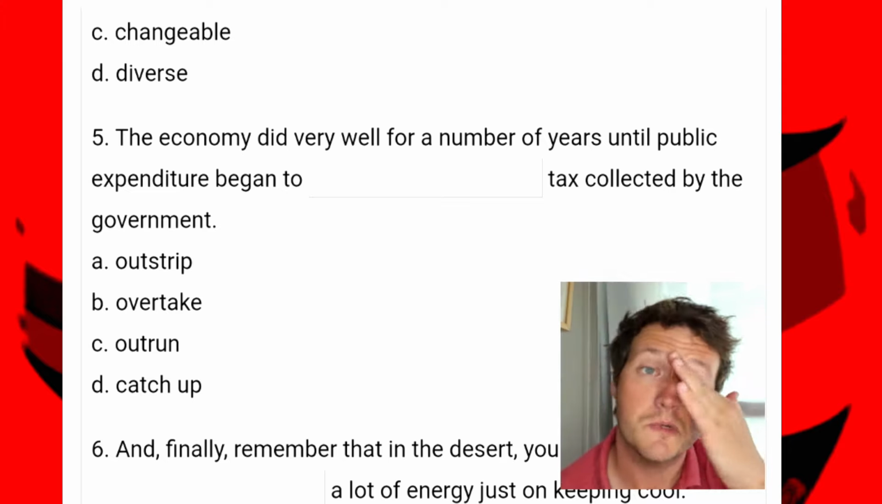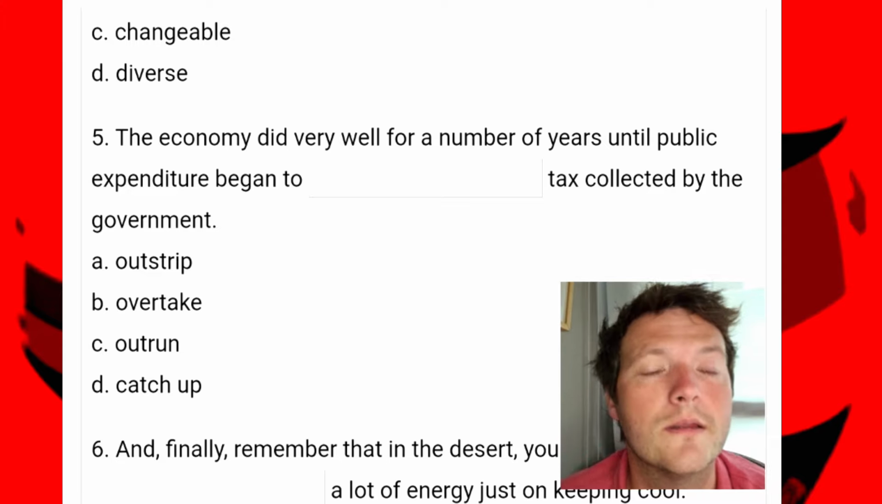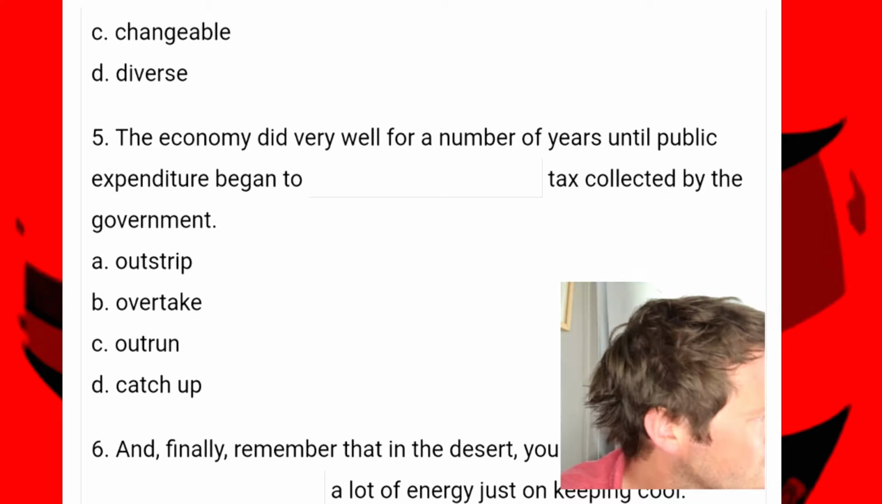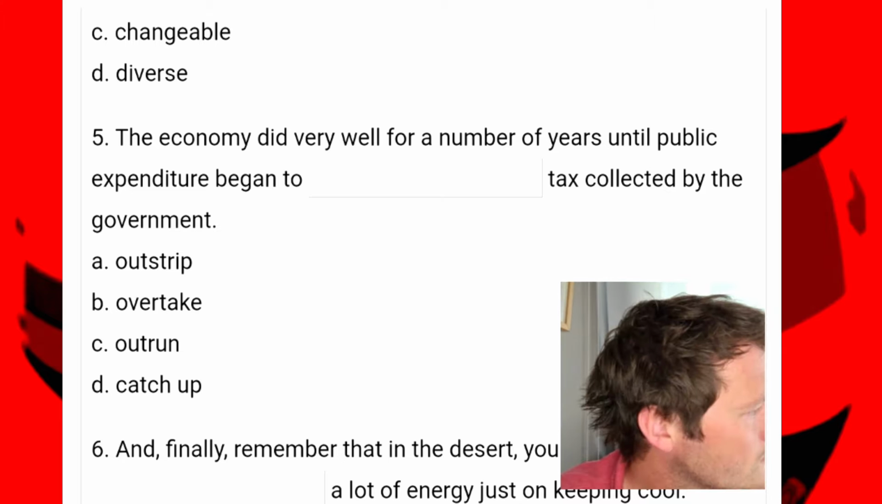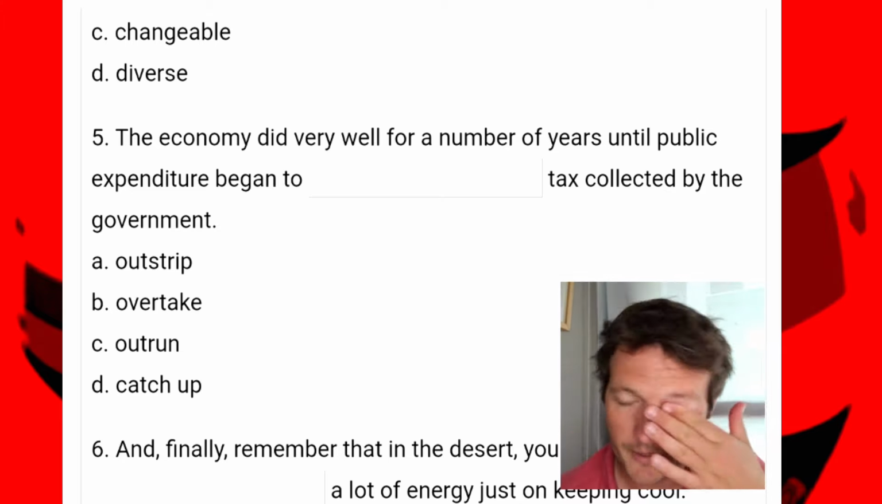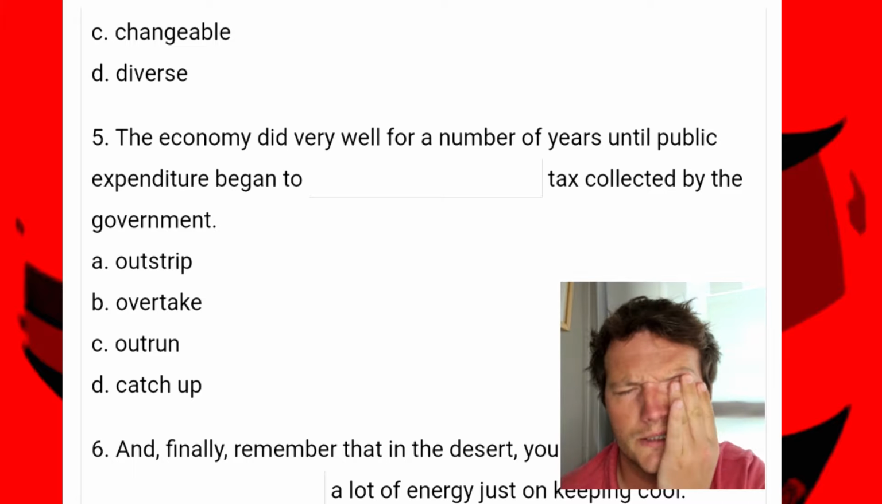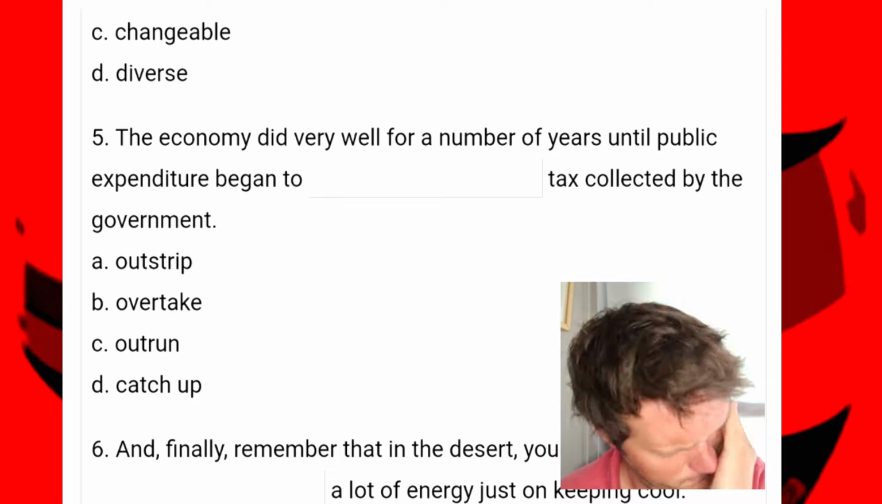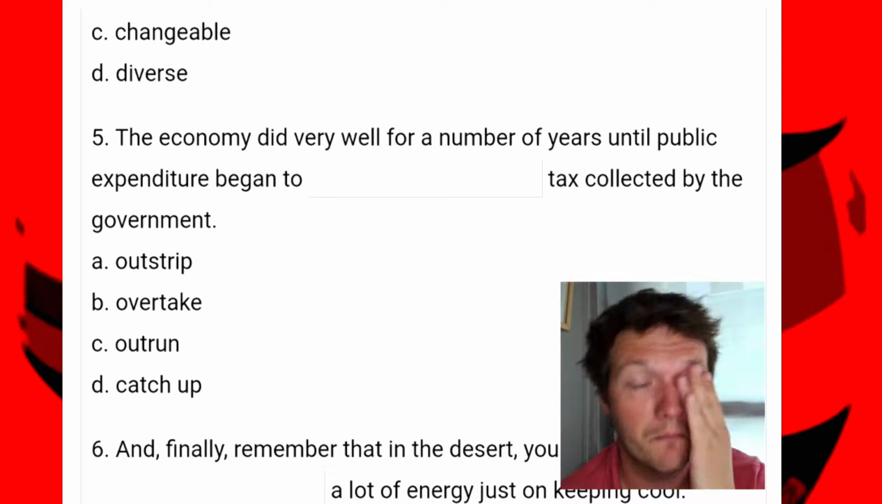Yeah, I guess outstrip as well. I didn't really think about that for long enough, I suppose. Yeah, it began to outstrip tax collected by the government. It started to become higher, more.